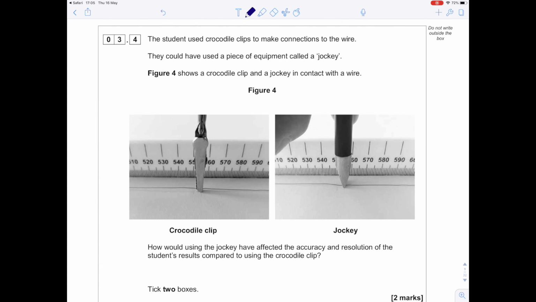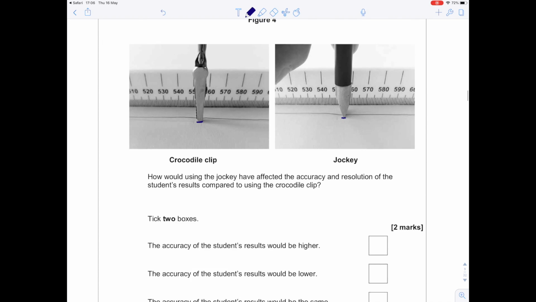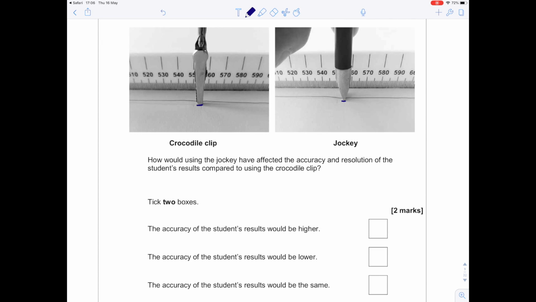3.4. The student used crocodile clips to make connections to the wire. They could have used a piece of equipment called a jockey. Figure 4 shows a crocodile clip and a jockey in contact with the wire. So the first thing I'm noticing is how much narrower that jockey is compared with the crocodile clip. How would using the jockey have affected the accuracy and resolution of the student's results compared to using the crocodile clip? The accuracy of the student's results would be higher. Yes, because it wouldn't be obstructing so much of that ruler, so that would be true.